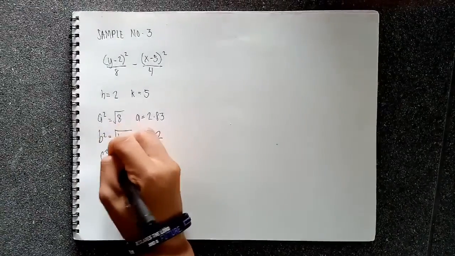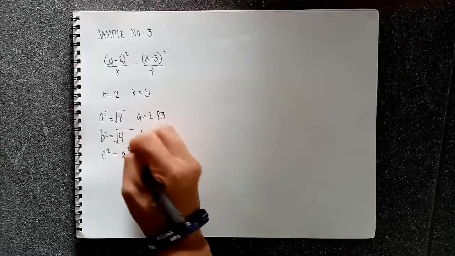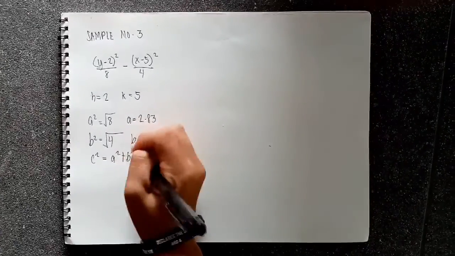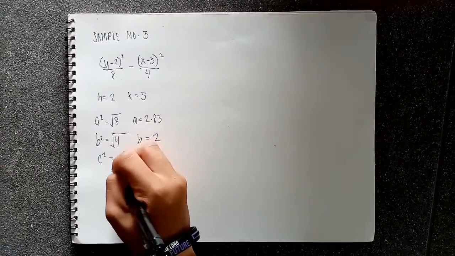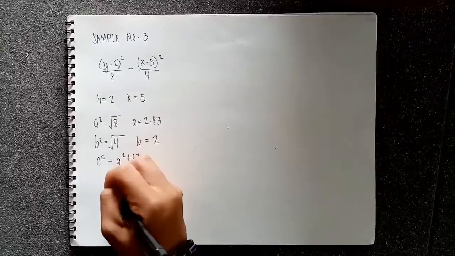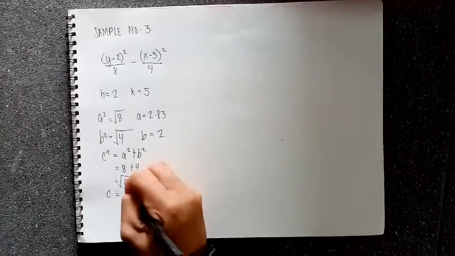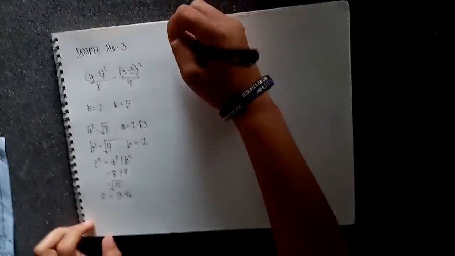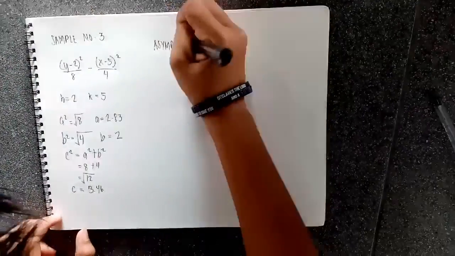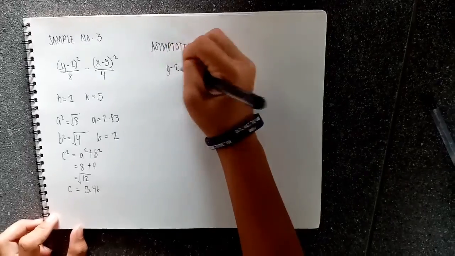That was our b. For c squared, just add a squared plus b squared. That's how we find our c squared. The answer for our c squared is 12. The square root of 12 is 3.46. After we find our a squared, b squared, c squared, and our a, b, and c, let's find our asymptotes.